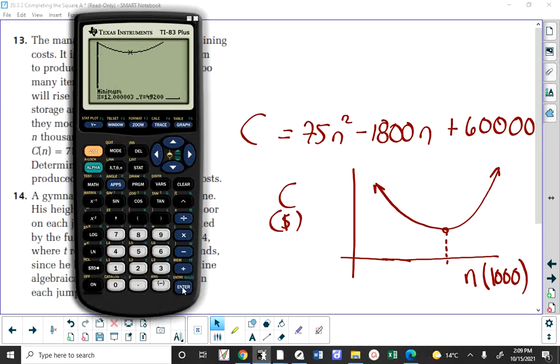So it looks like the vertex is at 12, 49,200. So the answer to the question is 12,000 items. If it was what's the minimum cost, then the answer would be $49,200. Is that okay? Any other questions?